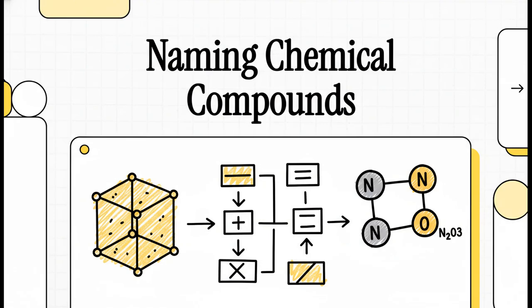Have you ever looked at a chemical name, something like sodium chloride, and thought, okay, cool, I get that. But then you see something like dinitrogen trioxide, and it feels like the rules just got thrown out the window, right? Well, guess what? They didn't. There's actually a really simple, kind of elegant logic behind all of it. And in the next few minutes, we're going to unlock it together.